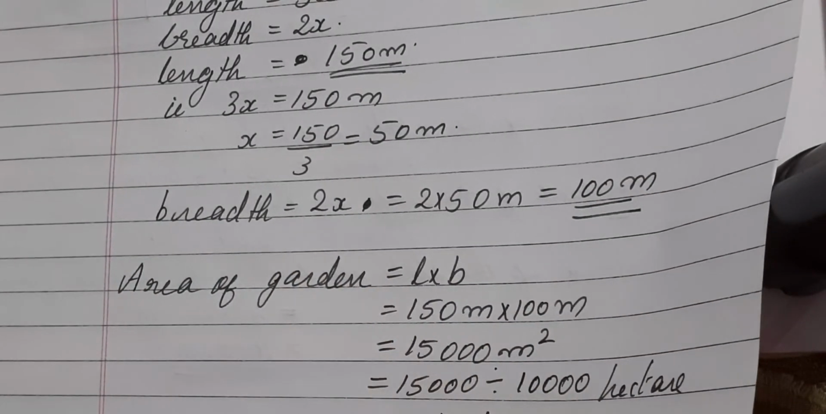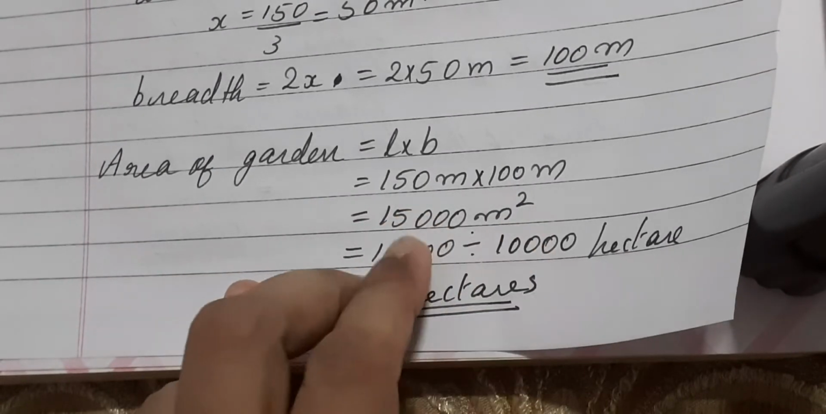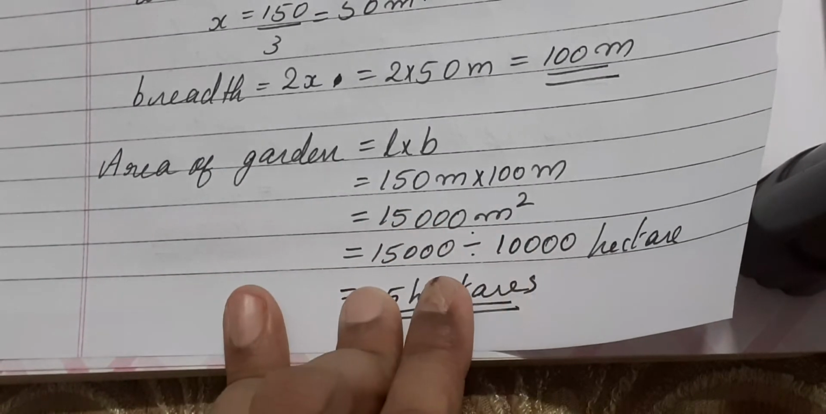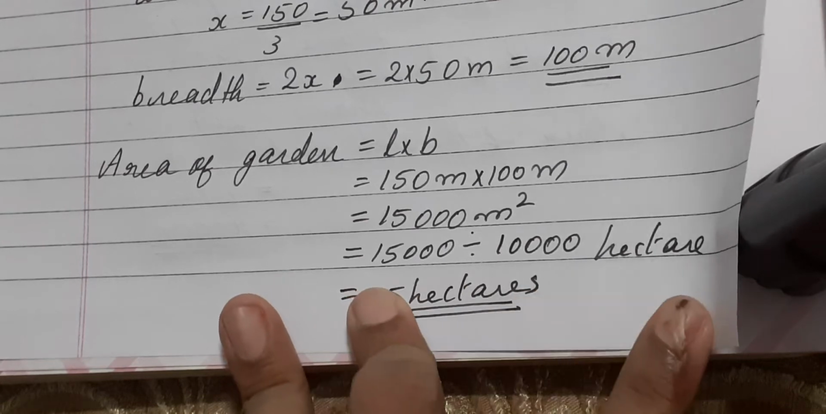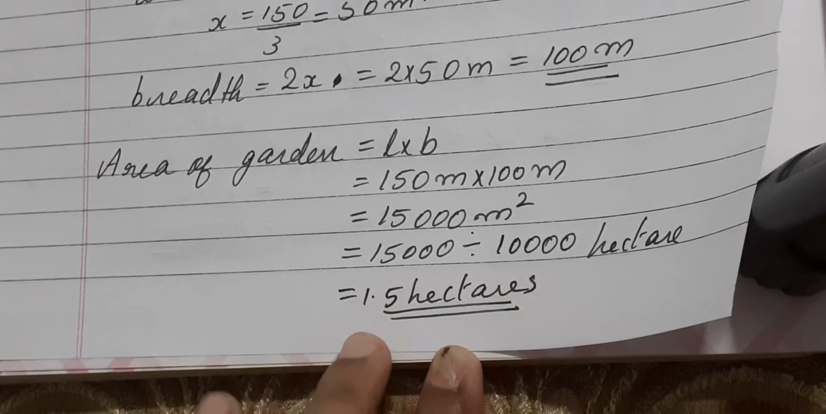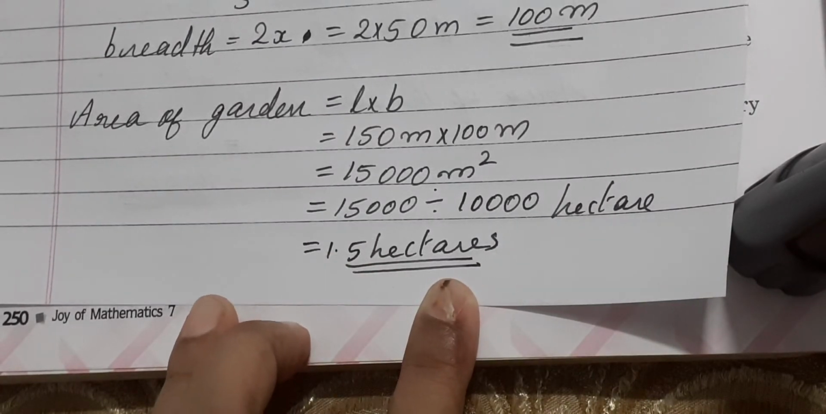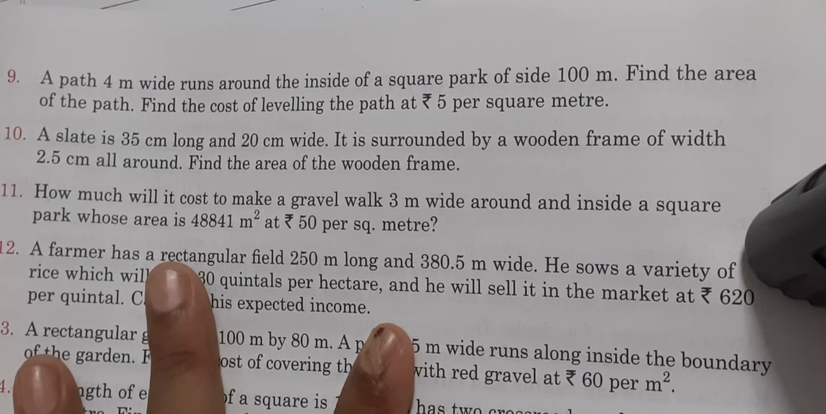Then how to calculate area? Area of the garden is equal to length into breadth. So 150 into 100 will come. You will get 15,000 meters square. Now you have to convert that into hectare. How? You have to divide that by 10,000. So you will get 1.5 hectares. Hope it is clear. Now we will move to the 9th question.